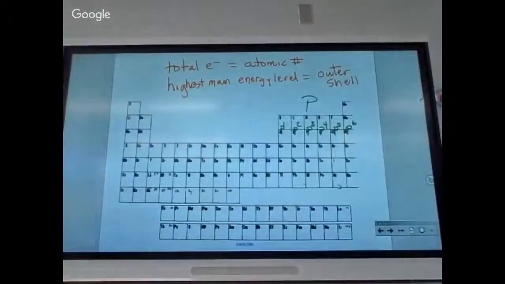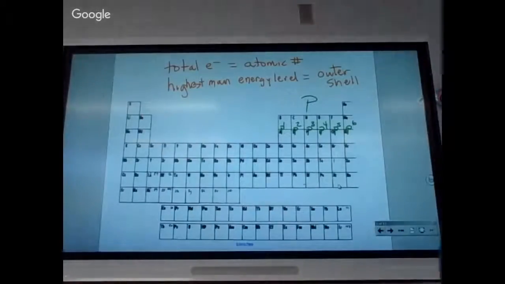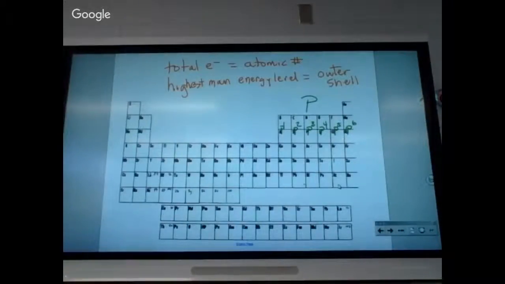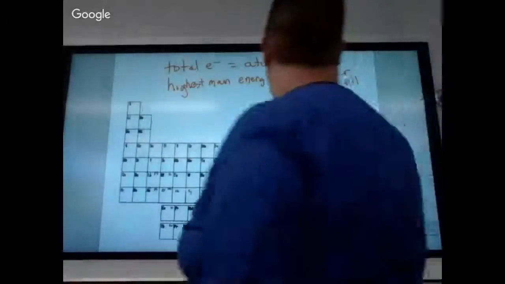D contains 3 half-filled p orbitals. What is a filled p orbital? What's half? So what element is half? Nitrogen. Okay? What did we learn dots were the other day? Outer shells. And this one tells me we need how many dots? 3 dots. So outer shells again.